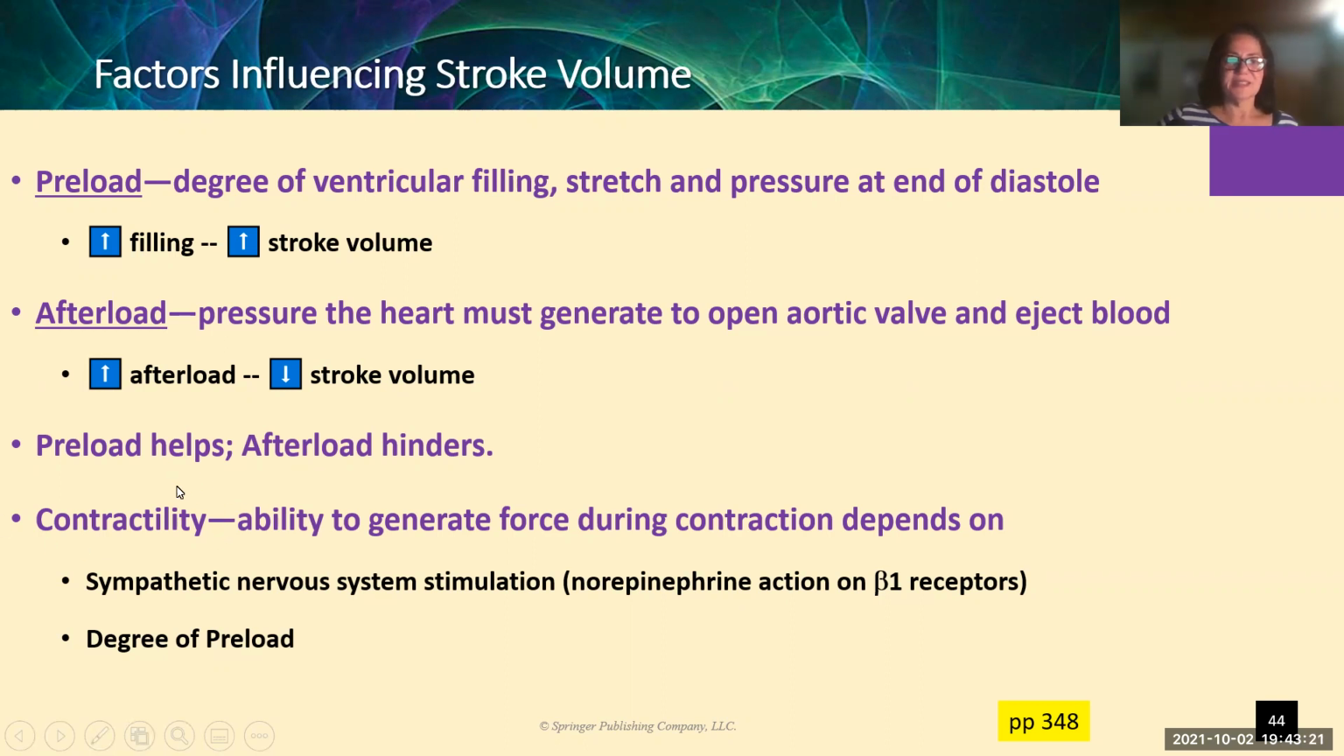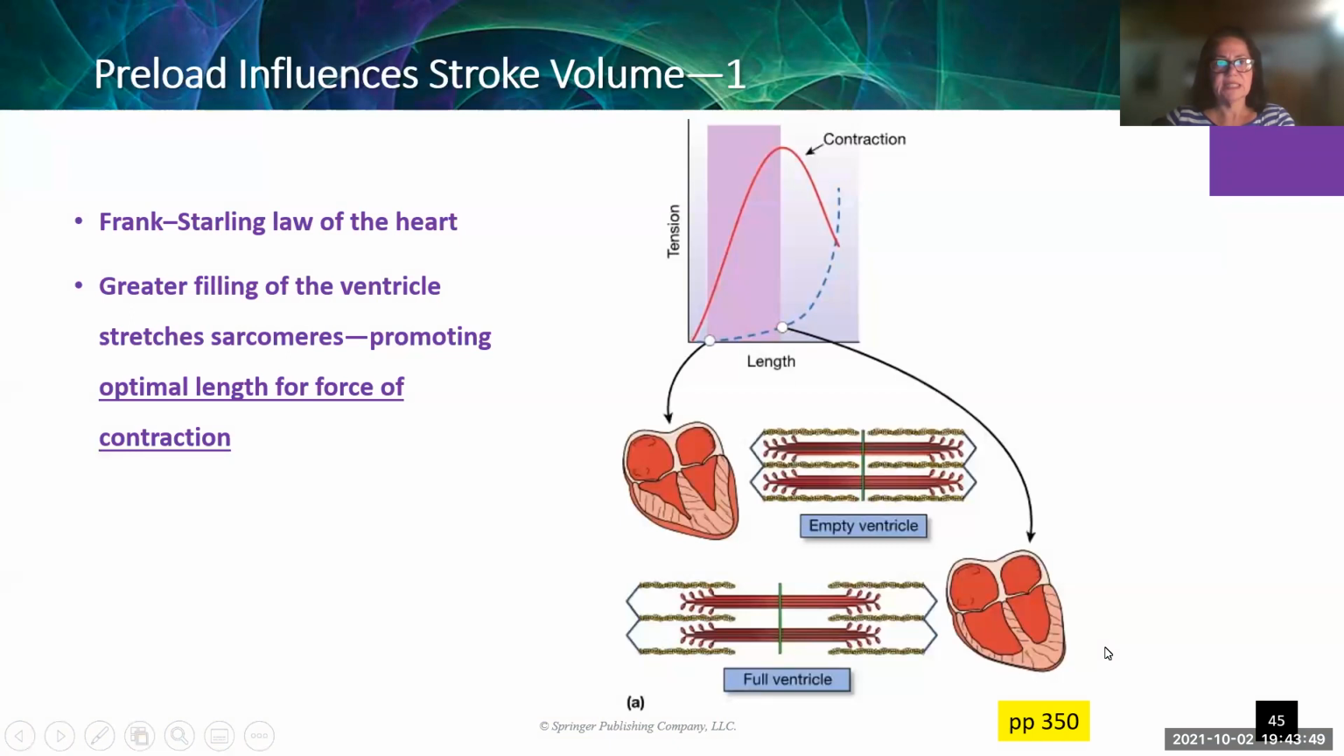All right, so then let's go back to contractility. That's the ability to generate force during the contraction, and it's going to depend on those two things. It's going to depend on the sympathetic nervous system stimulation, that's norepinephrine action on the beta-1 receptors, and it's going to depend on the degree of preload that we get. And I'll talk a little bit more about that in a moment. And steps covered on page 348.